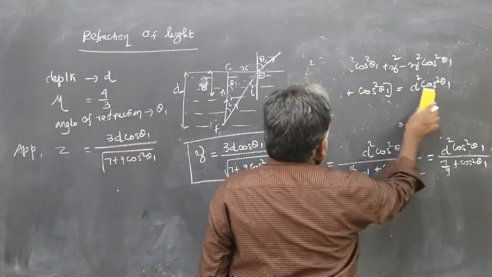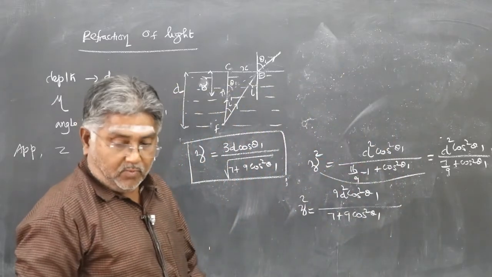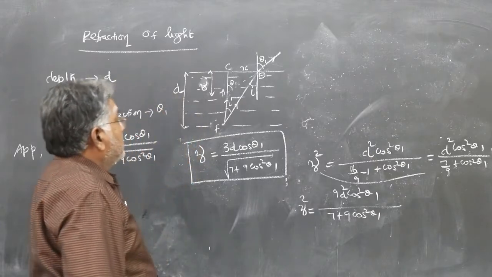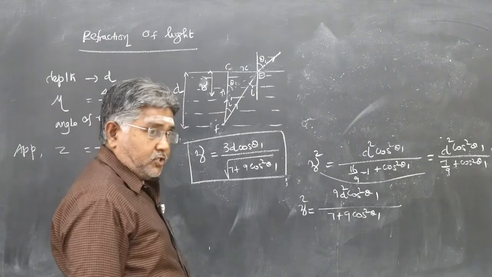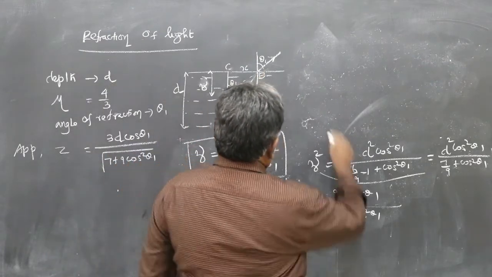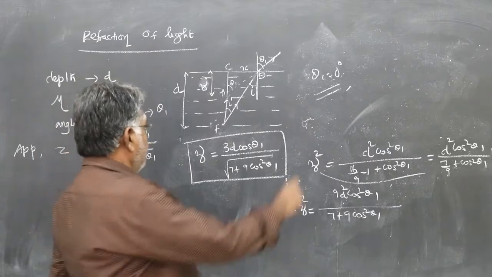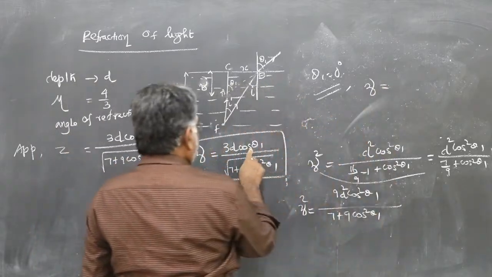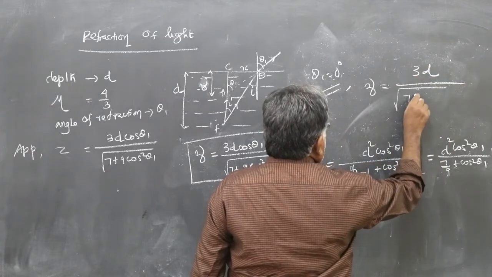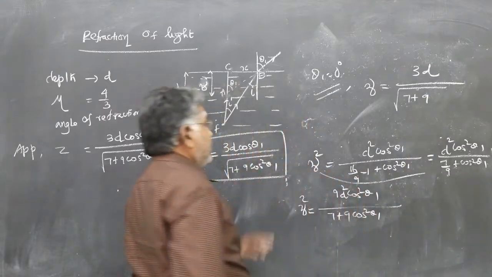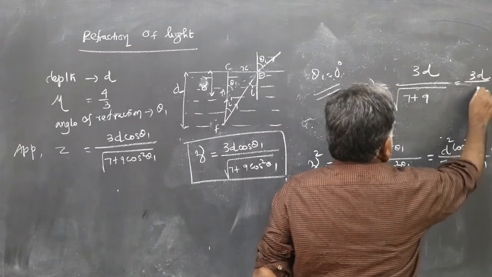Now we will check whether this is applicable for near normal viewing. Suppose you see from the vertically downward direction. Under the limiting case, make theta 1 zero. Then z will be, cos 0 is 1, so 3d divided by root of 7 plus 9. So 3d by root 16, which is 4.